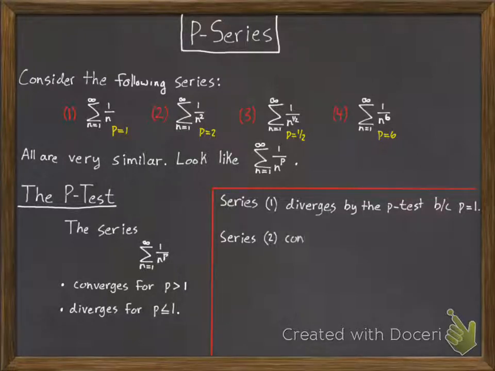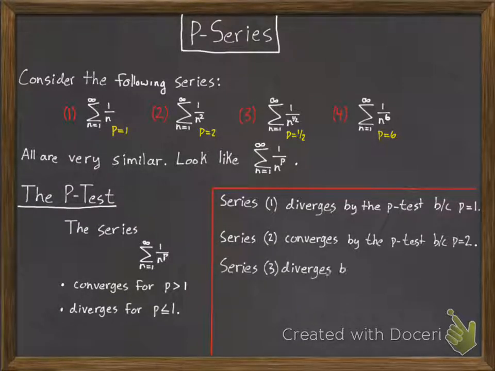The second series, series number 2, is going to converge by the p-test because p is equal to 2, and 2 is certainly greater than 1. If my power is greater than 1, my series converges. My third series is also going to diverge by the p-test because it's got p equals 1/2. If p is less than or equal to 1, it diverges. 1/2 is definitely less than 1.